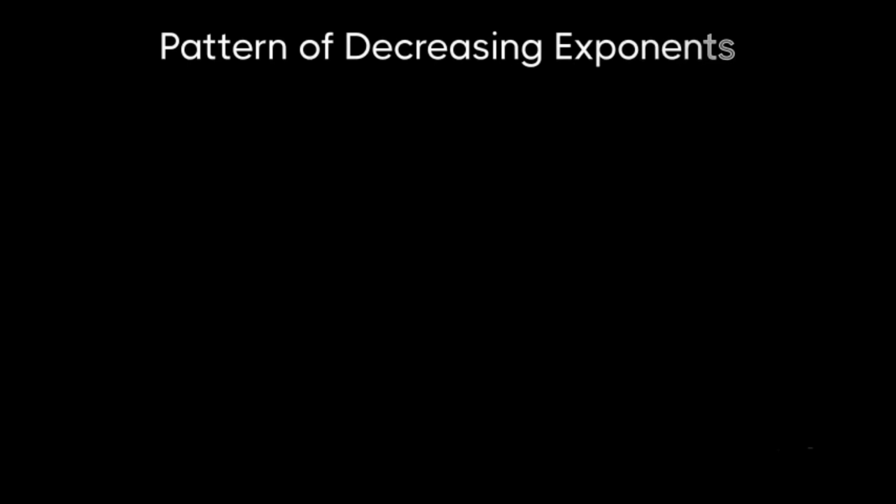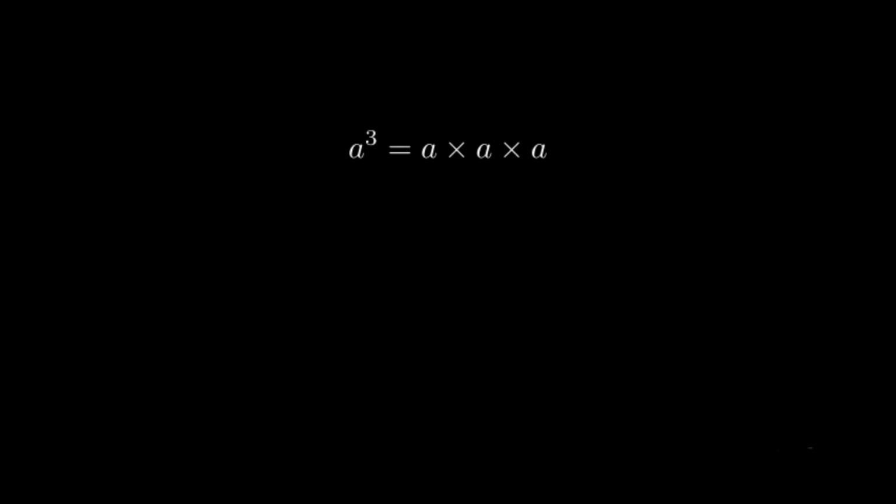To understand why a to the power of 0 equals 1, we need to first examine the pattern that emerges when we work with decreasing exponents. Let's start with a cubed. When we write a to the power of 3, we're multiplying a by itself 3 times. This gives us a times a times a.